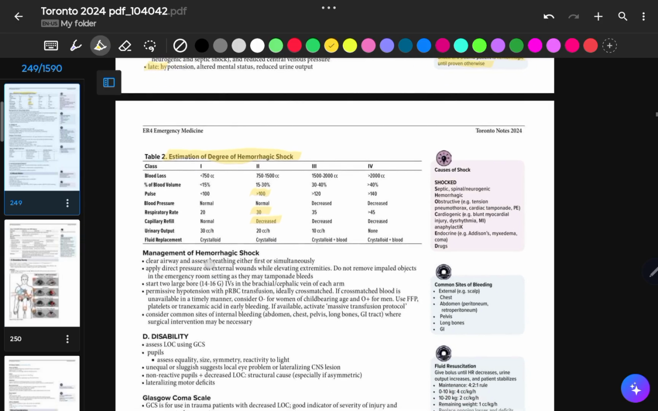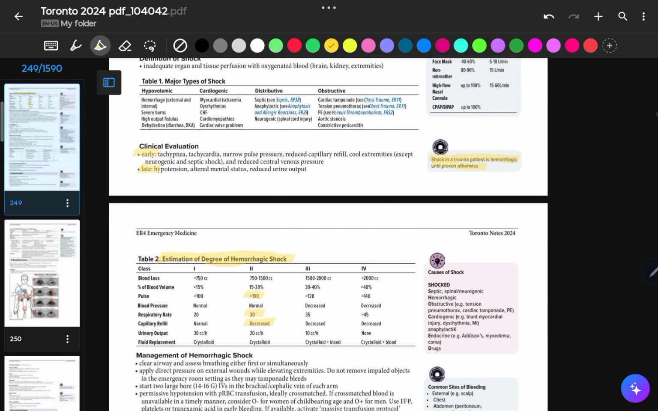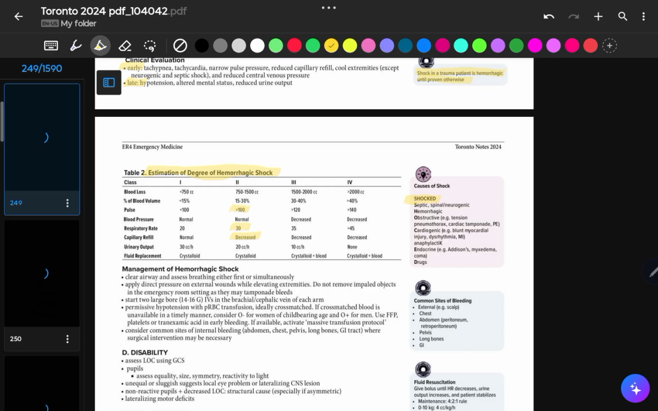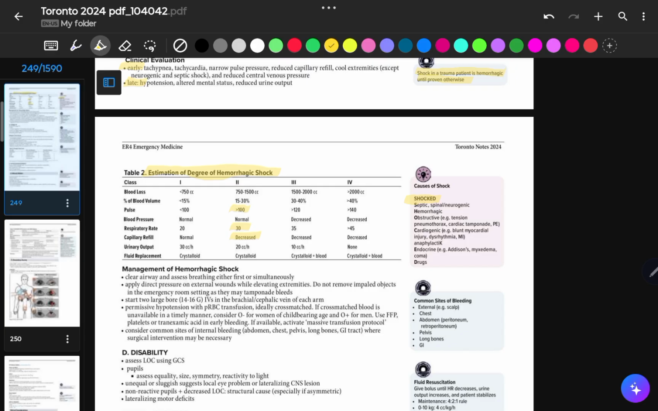Now, what are the causes of shock? Remember, we spoke about the major types of shock. For the causes of shock, you're going to use the mnemonic SHOCKED. So S for septic or spinal or neurogenic shock. Next, H for hemorrhagic, O for obstructive, such as tension pneumothorax, cardiac tamponade, pulmonary embolism. C for cardiogenic shock, such as your blunt myocardial injury, your MI, your dysrhythmia, and then anaphylactic shock. Endocrine, patient had Addisonian crisis, coma, then drugs as well.